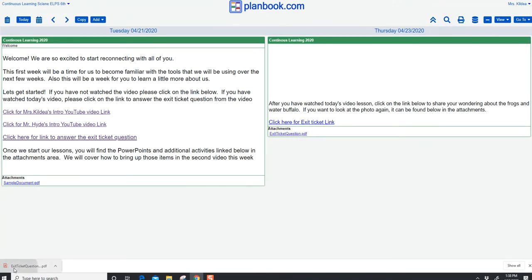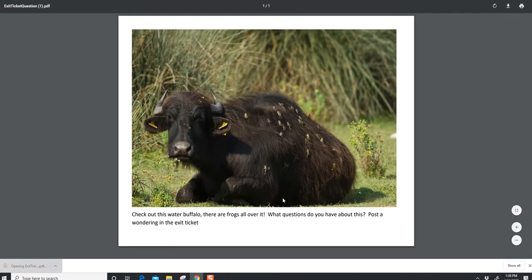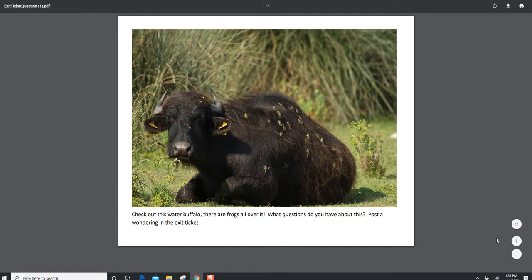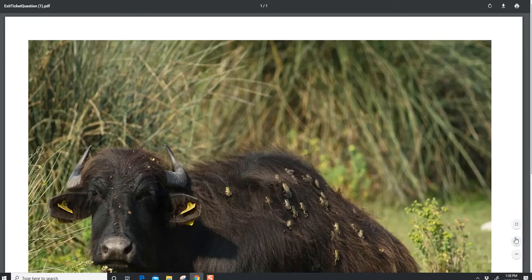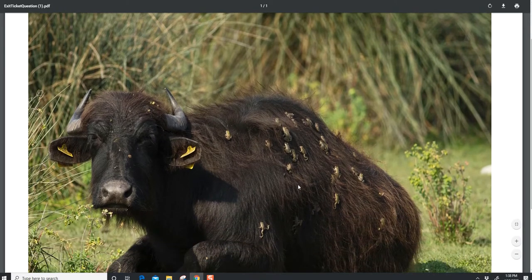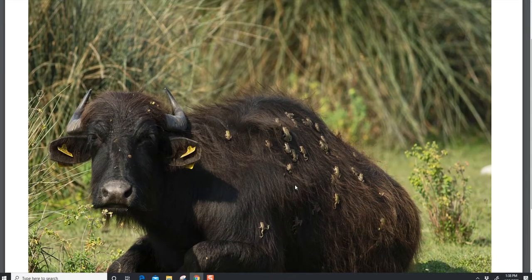So I was taking a look at this picture and I noticed something really unusual about it. So this is a picture of a water buffalo. But as you start looking closer at the water buffalo, you might notice there's some kind of animal hitching a ride. These animals happen to be frogs.